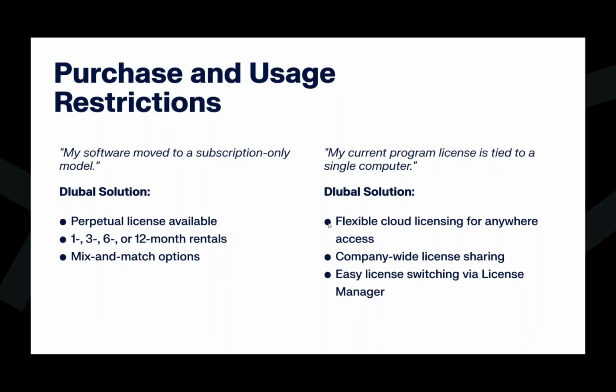The other challenge related to this topic is, my current program license is tied to a single computer. So this might be a little bit more antiquated licensing system. In our programs in this new version, we did move to a very flexible cloud licensing. So you can access this RFEM, RSECTION, or RWIND license from anywhere, whether you're at home or at work. You can also share these licenses company-wide, where everyone has their own login credentials, their email and their password. Now, only one person can be in the license at a time, but once it's closed out, it's checked back into the company for somebody else to use.